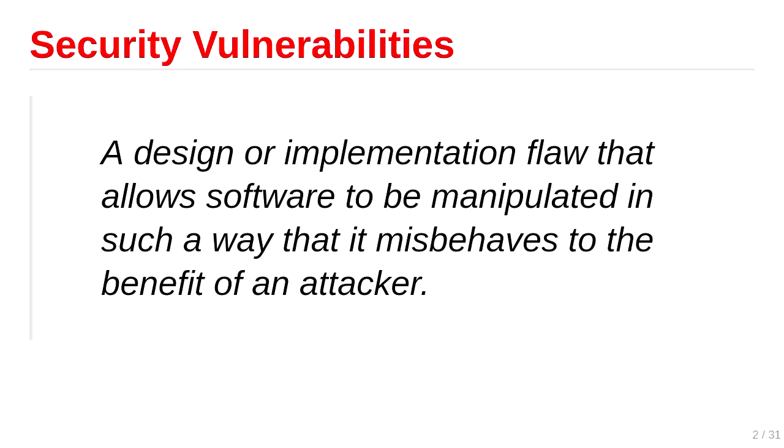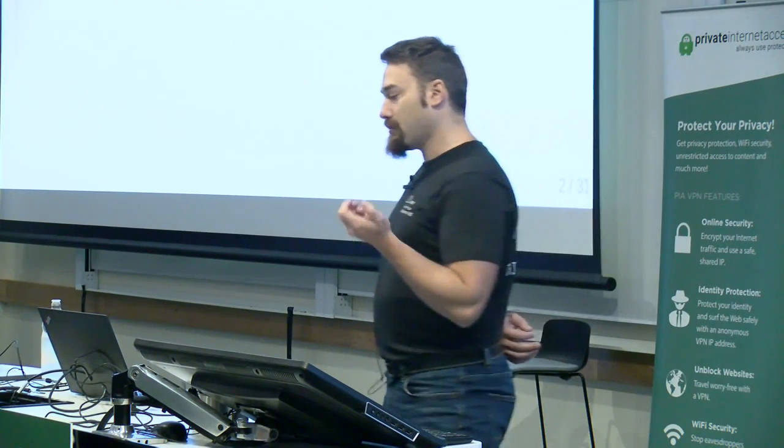So to make sure we're all on the same page, to start with, what are security vulnerabilities? Basically, we mean that something has gone wrong. It's a design or implementation flaw that exists in software and allows it to be manipulated in such a way that it misbehaves to the benefit of an attacker. So in this case, we have a piece of software, an attacker is interested in being mischievous, making something bend, twist it and break it to their own advantage. And that can mean a range of different things.